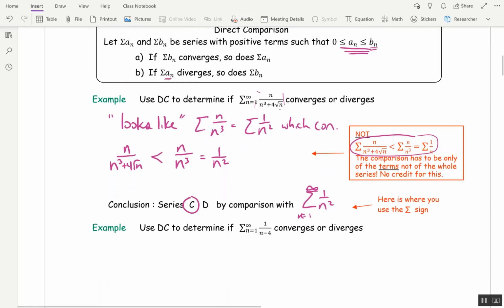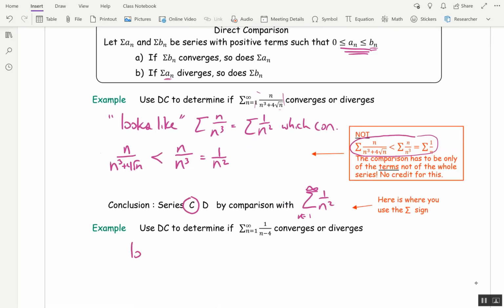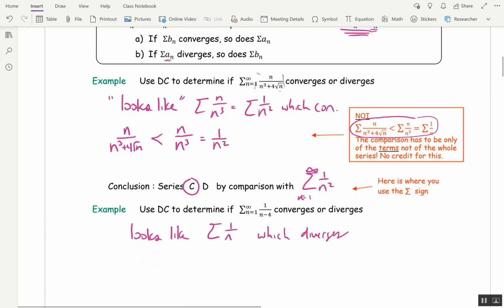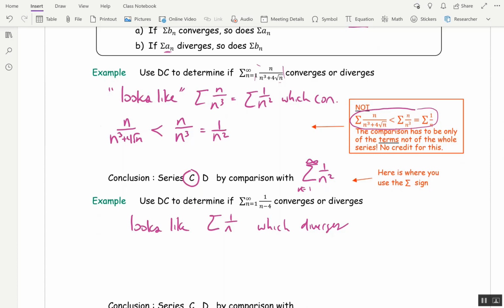Okay, let's do another one. What does this look like? This looks like the sum of 1 over n. Just ignore the negative 4. And that is a divergent p series. So we're going to try and show our terms are bigger than terms from a divergent series.